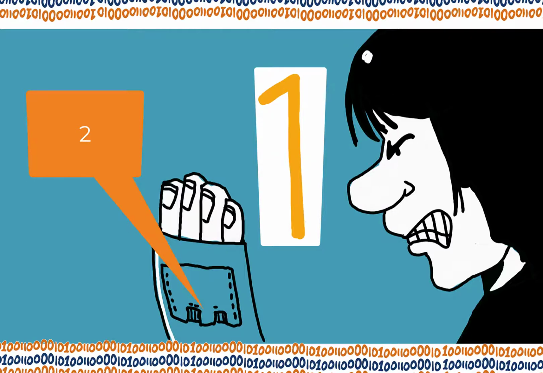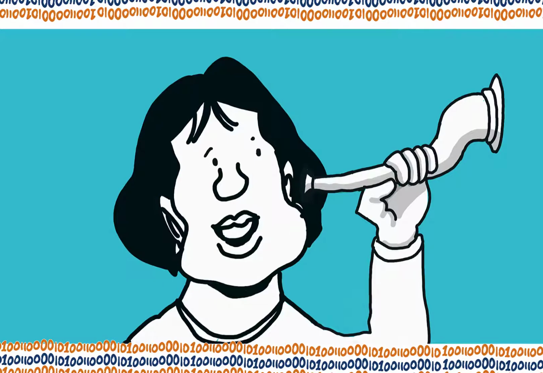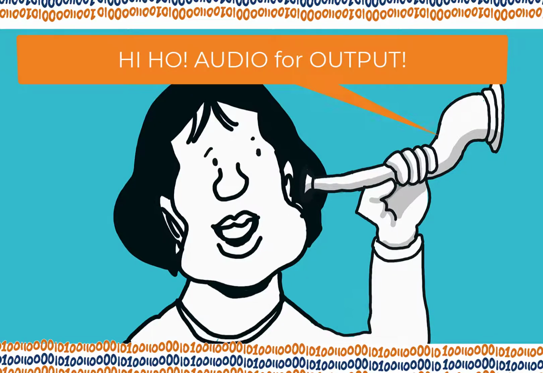Finally, let's think about the output. Well, that's quite simple. Let's use a high beep for a win and a low beep for a lose. Great. That's our input, process and output designed. Let's get on with writing the program.